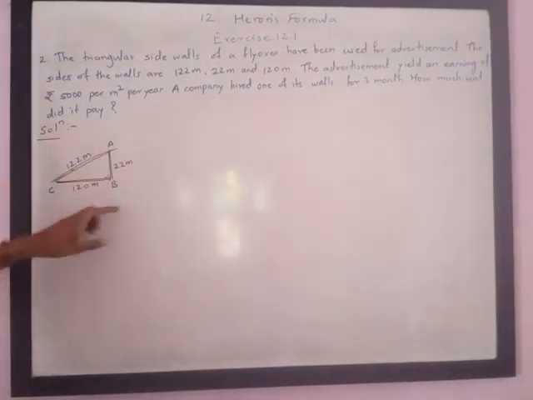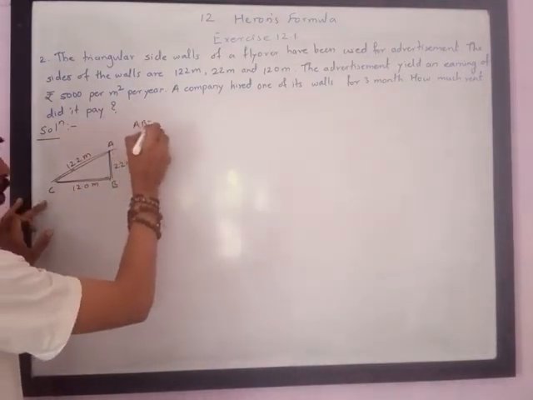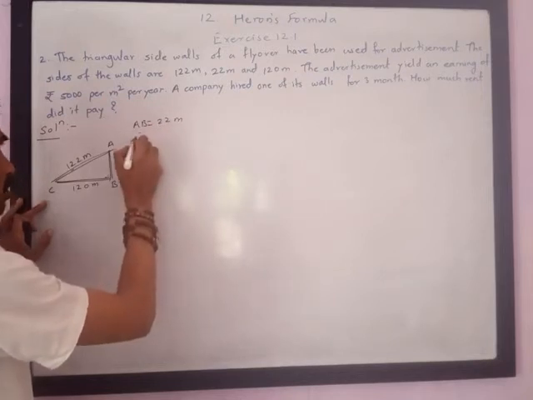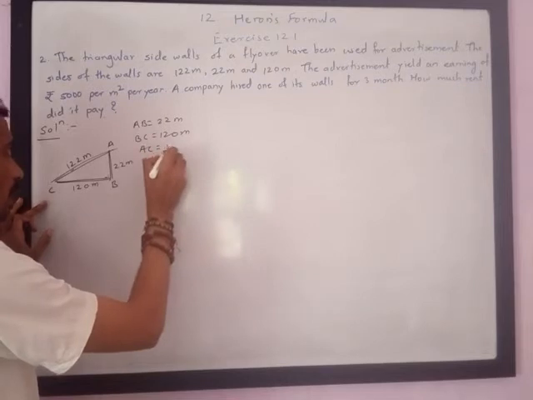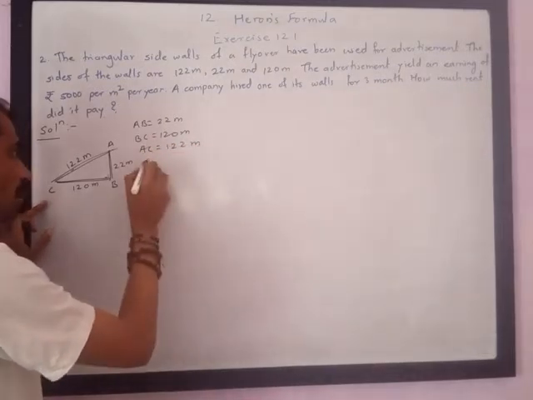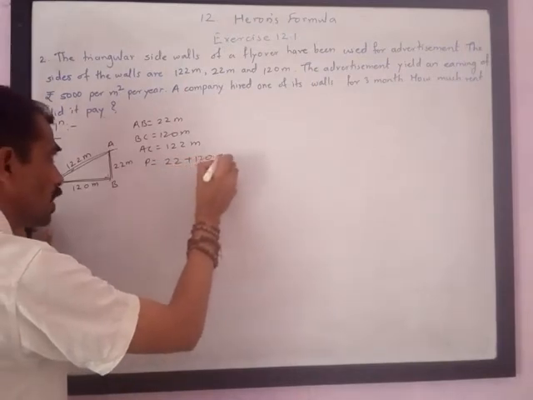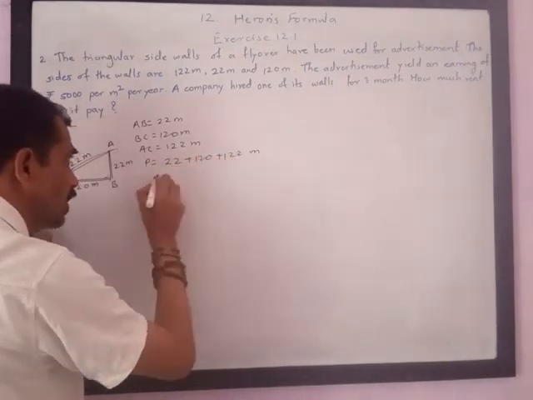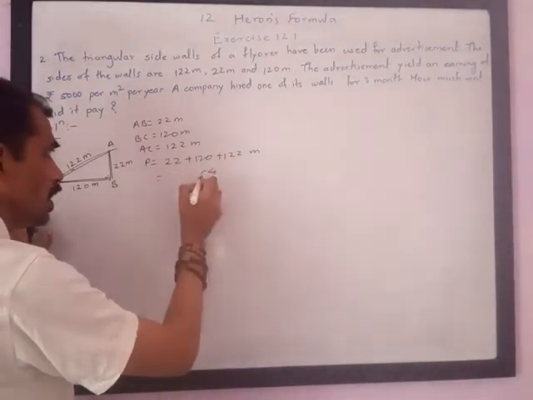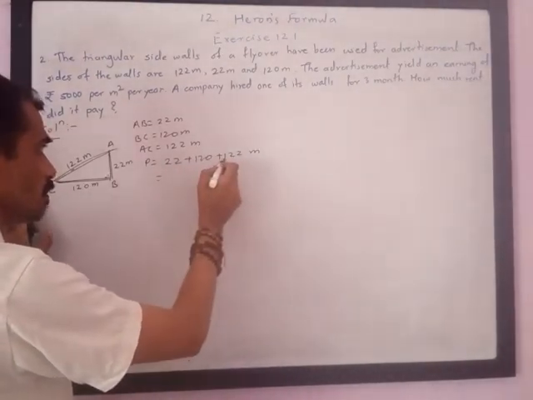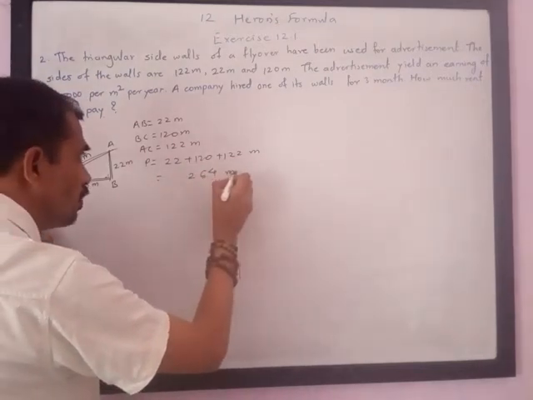Let the triangle be ABC, and therefore we will have AB is equal to 22 meters, BC is equal to 120 meters, and AC is equal to 122 meters. Now perimeter is equal to the sum of all sides, that is equal to 22 plus 120 plus 122 meters, that is equal to 264 meters.